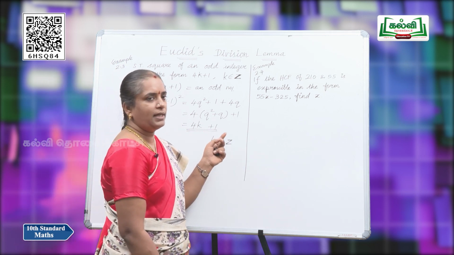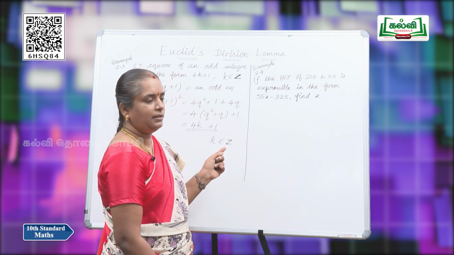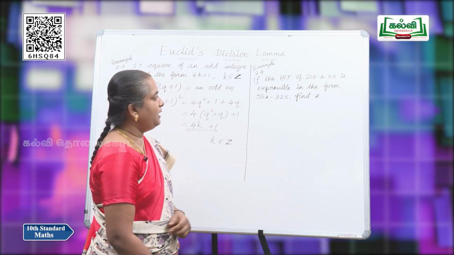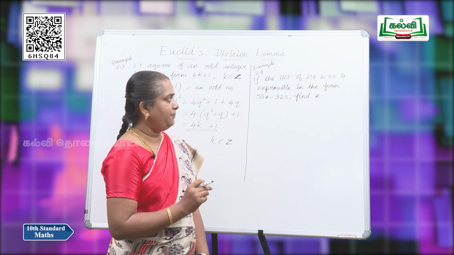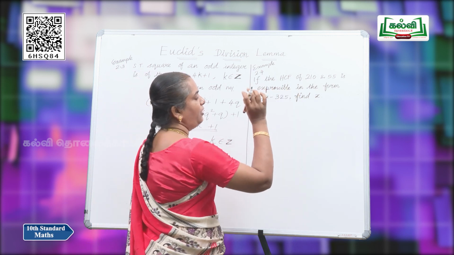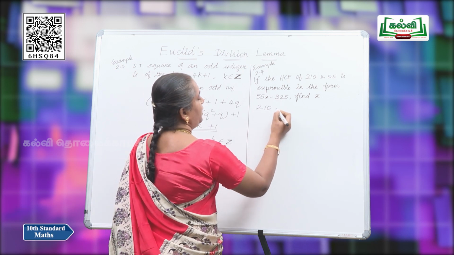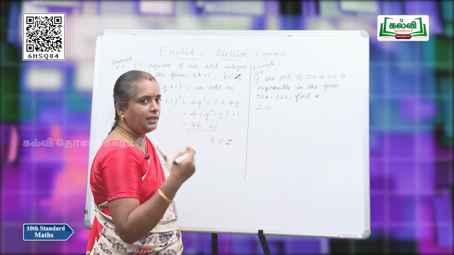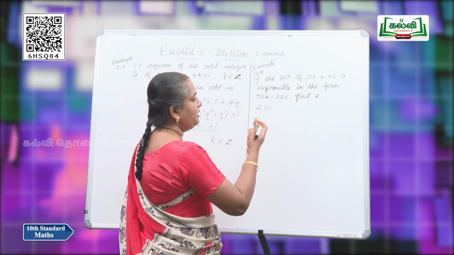See, let us go to the next example. If the HCF, highest common factor of 210 and 55 is expressible in the form 55x minus 325, find x. First, let us find the HCF of these two numbers, the numbers 210 and 55. Using Euclid's division algorithm, we are using the algorithm of Euclid and finding the HCF.